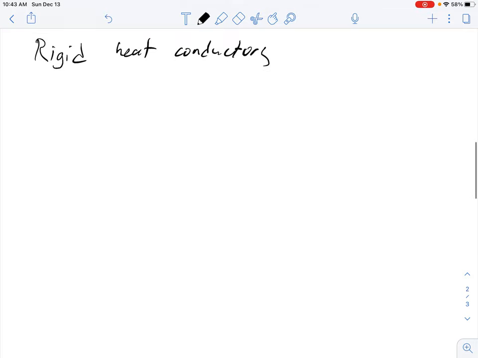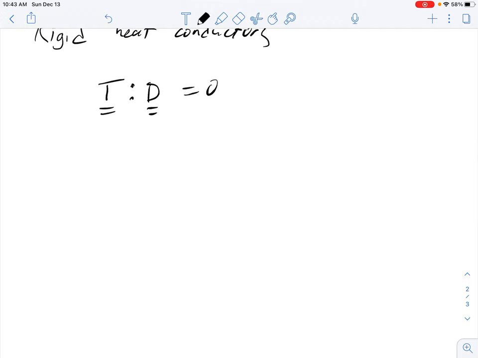So T inner product D is equal to zero, so there is no internal power to worry about. So energy balance is purely thermal. So you have rho epsilon dot is equal to minus div q plus rho r sort of deal. So we'll write out the thermodynamic laws.